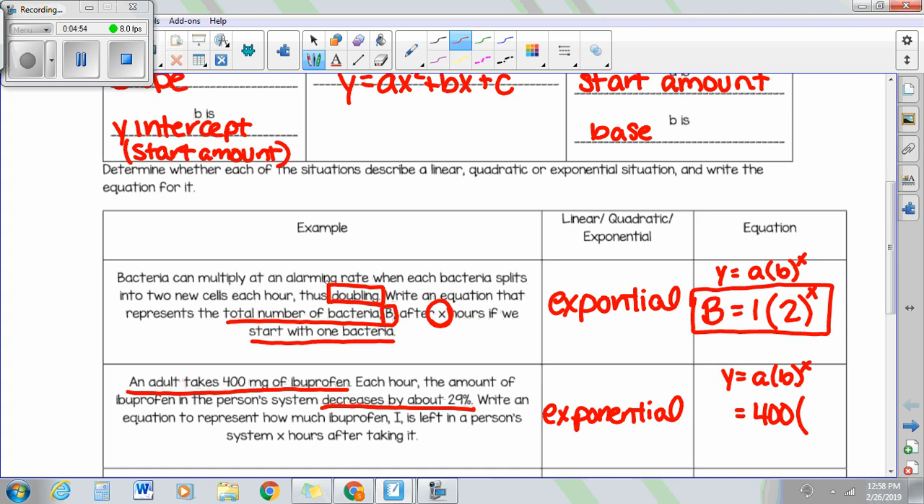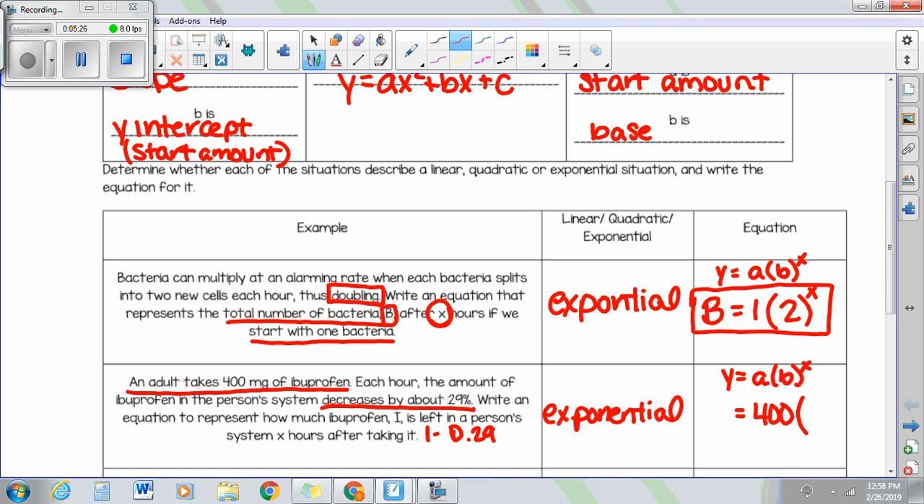If you remember this problem right here, it doubled. I multiplied by 2 each time. But if I'm decreasing by 29%, I'm not multiplying by 29%. If you remember, we always do 1 plus if it is growth or 1 minus if it is decay. Decreasing is a decay word. So 1 minus 29% as a decimal is 0.29. And that's going to give us our base.